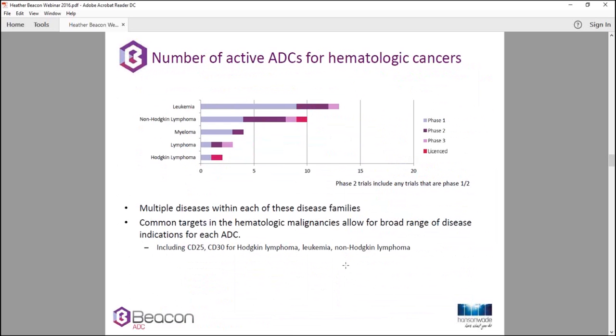And then looking at the same graph and doing the same analysis for hematological tumours, we can see lots of ADCs for leukemia and non-Hodgkin lymphoma. Although, to be honest, these are pretty broad disease classifications, but there is quite a lot of common and broad overlap of the targets of hematological cancers. So whereas one ADC, say targeting CD30 or CD25, can be used in multiple disease indications such as Hodgkin and non-Hodgkin lymphoma, leukemia.